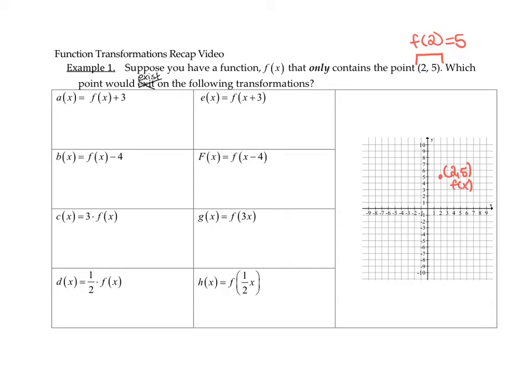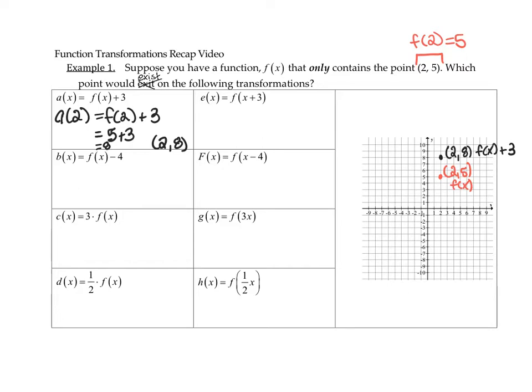Our first example is a of x equals f of x plus 3. Well, since there's no change on the inside of the function, and my function only allows x to be 2, that means the only reasonable thing for me to do is to plug in 2 to a. So a of 2 would be f of 2 plus 3. Well, what is f of 2? f of 2 is 5. So 5 plus 3, which is 8. So the ordered pair we'll have is (2, 8). So (2, 8) is over here on f of x plus 3. This corresponded to a vertical shift by 3 units.